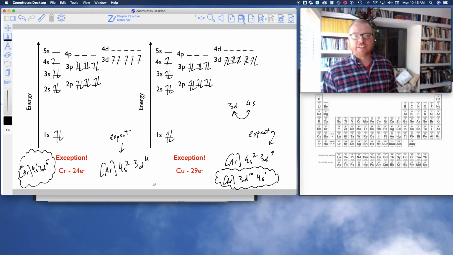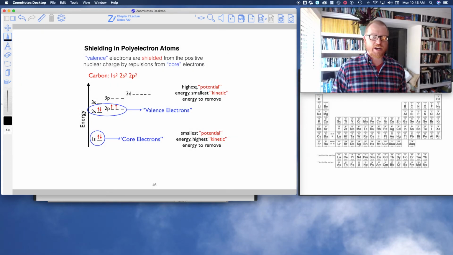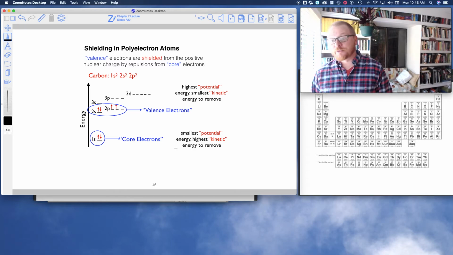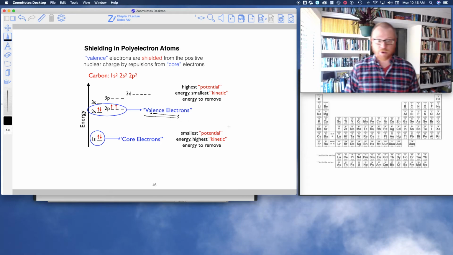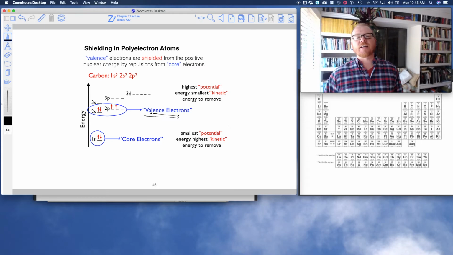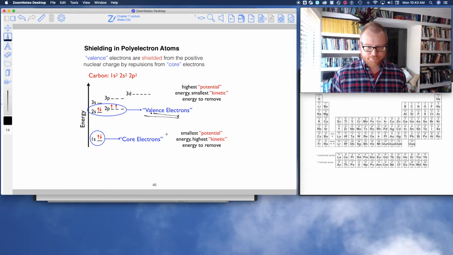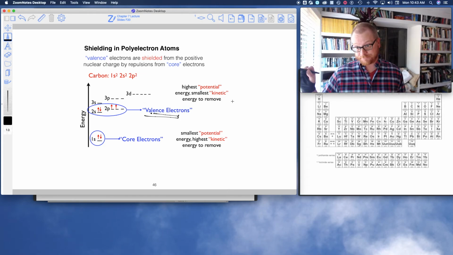Okay? And so the last thing that I'm going to say about electron configurations is this competition between potential energy and kinetic energy with the core electrons and what we call the valence electrons. And I want you to know about these valence electrons. Okay, this is really important. So the valence electrons make up the top unfilled level. Or in case of the noble gases, it will be filled. So for example, here's carbon.